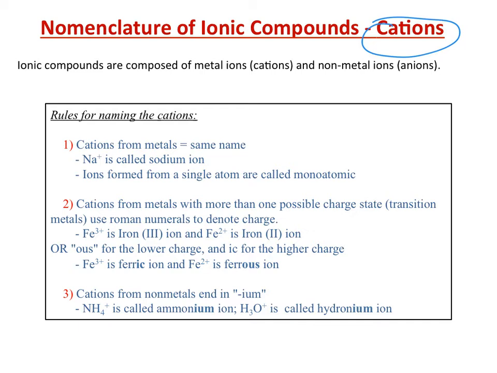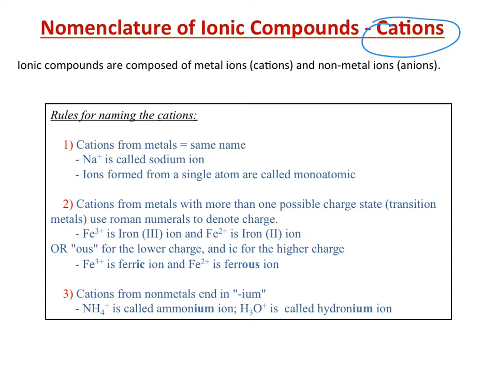Second rule is cations from metals with more than one possible charge state. Well, these are usually some kind of transition metals or transition element. And in that case, we use a Roman numeral to denote that charge. So we could think about iron 3+. Iron 3+, we would call iron, and then we'd put a 3 in Roman numerals in parentheses, and this makes it the iron(III) ion. Alternatively, we could have the iron 2+, which means that we call this the iron(II) ion. Again, we have the 2 in Roman numerals after the word iron.